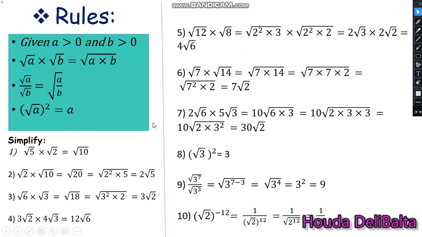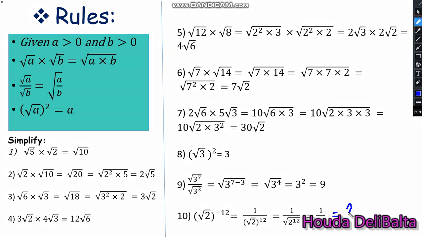And here are more similar examples, and the idea is repeated every time just to make you more familiar with radicals. Let's see the last example here. We have radical 2, all of it to the power minus 12, which is equal to 1 over radical 2 to the power 12, because we have a negative exponent as you see here. Then when dividing 12 by 2 we get 2 to the power 6.